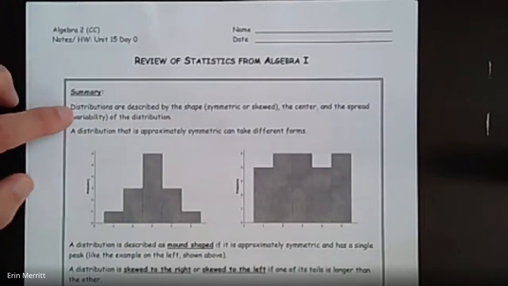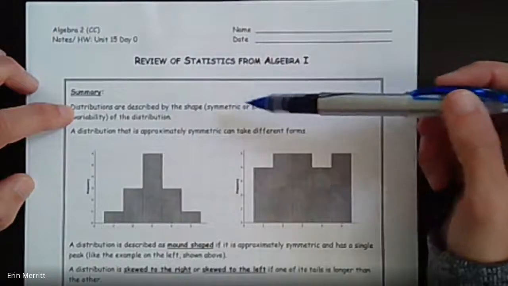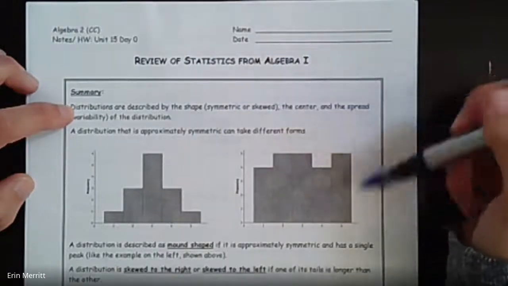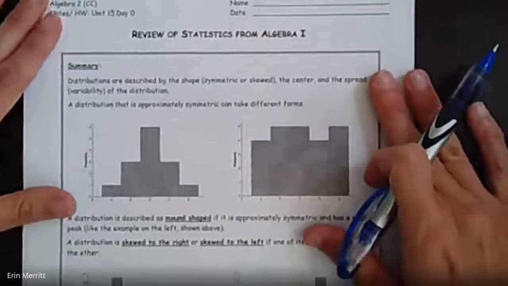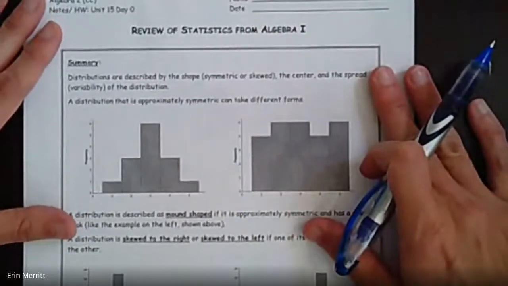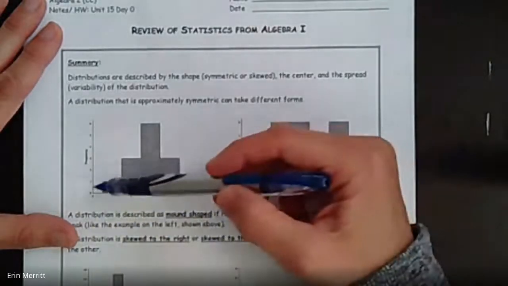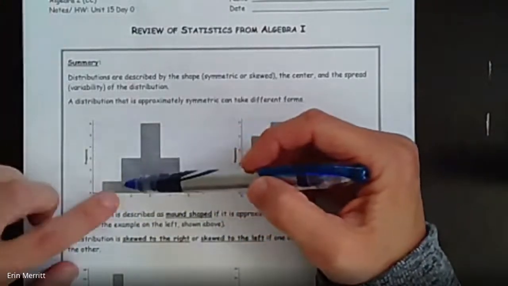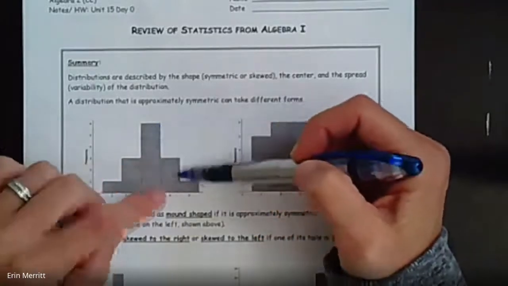So this first part, when it's saying distributions are described by the shape, symmetric or skewed, based on what you're seeing, this goes back to doing bar graphs, which you probably even did before Algebra 1, probably in middle school. Like this first one, you can see that they're giving you the numbers 1 through 5, and then the frequency of how often they're showing up. So 1 shows up 1 time, 2 had 3 times, 3 showed up 6 times, and so on.